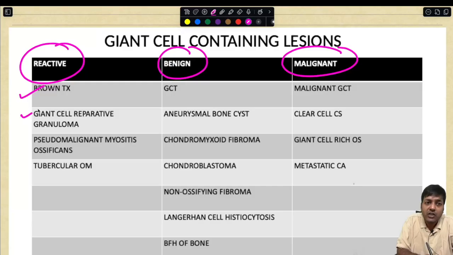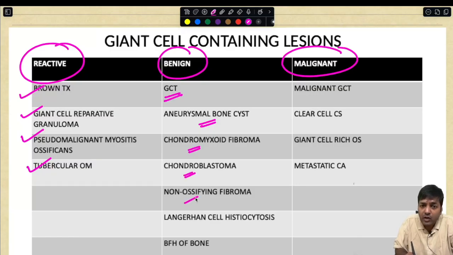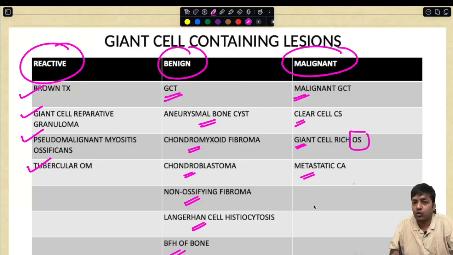Brown tumor, giant cell reparative granuloma, pseudomalignant myositis ossificans, tubercular osteomyelitis. Under the benign entities, we have giant cell tumor, aneurysmal bone cyst, chondromyxoid fibroma, chondroblastoma, non-ossifying fibroma, Langerhans cell histiocytosis, and benign fibrous histiocytoma of the bone. Among the malignant conditions are malignant giant cell tumor, clear cell chondrosarcoma, giant cell rich osteosarcoma, and metastatic carcinoma.